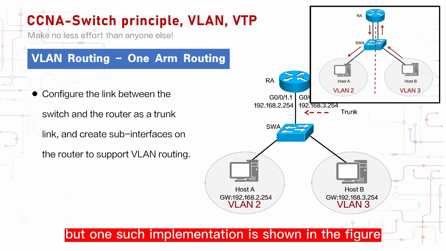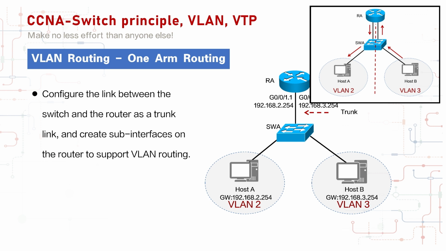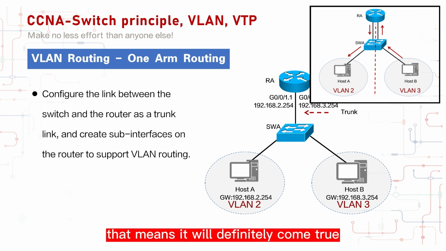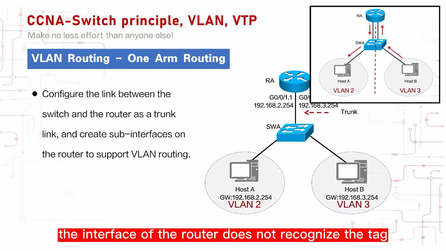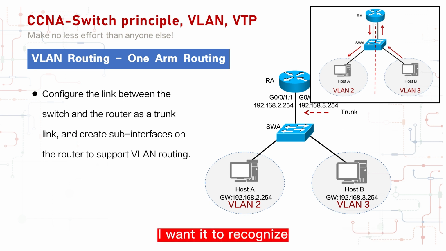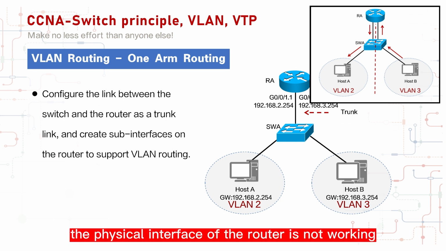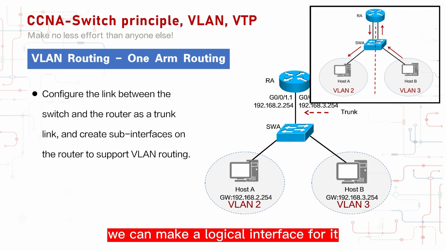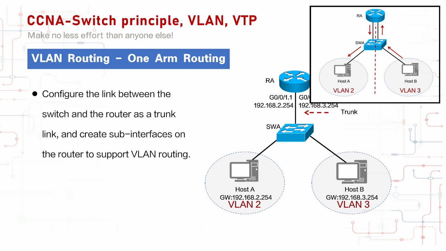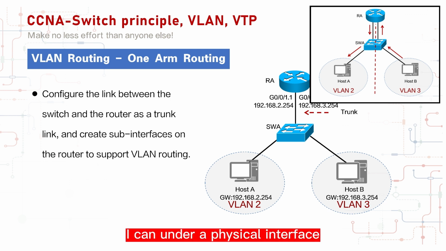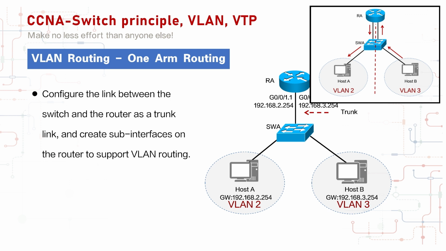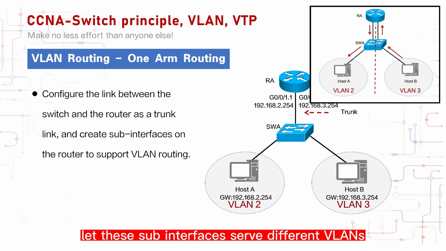But one such implementation is shown in the figure. That means it will definitely be achievable. The interface of the router does not recognize the tag, but I want it to recognize it. At this time, the physical interface of the router is not enough. We can make a logical interface for it. Based on a physical interface, I can give it a few logical subinterfaces. Under a physical interface there are many subinterfaces. Let these subinterfaces serve different VLANs.